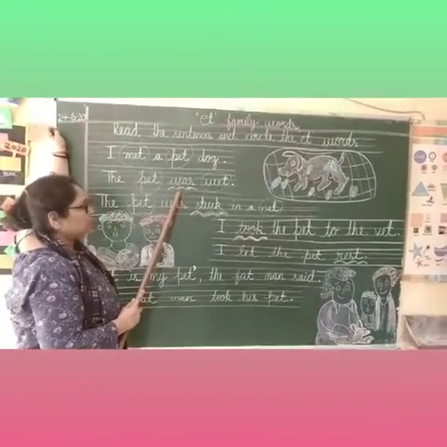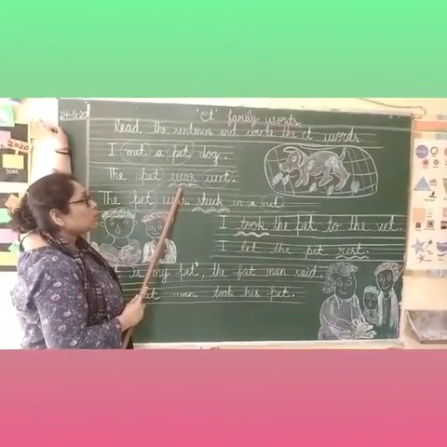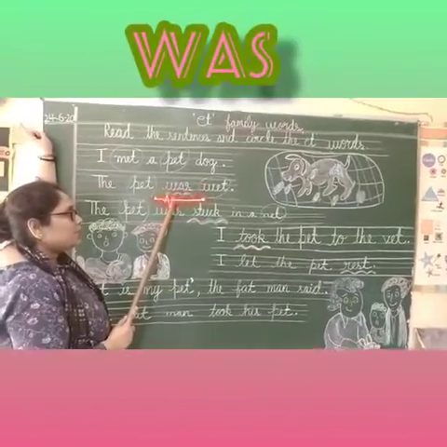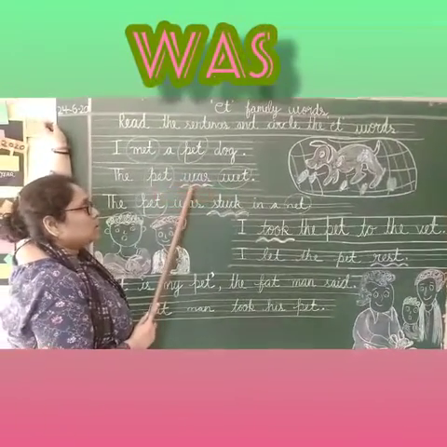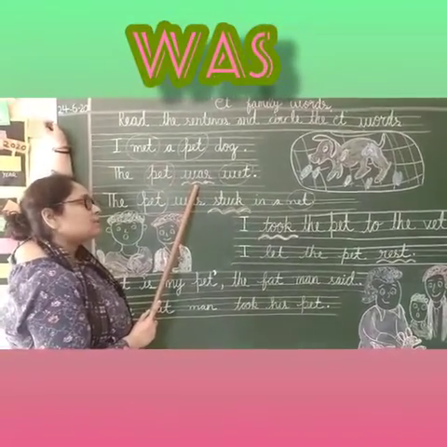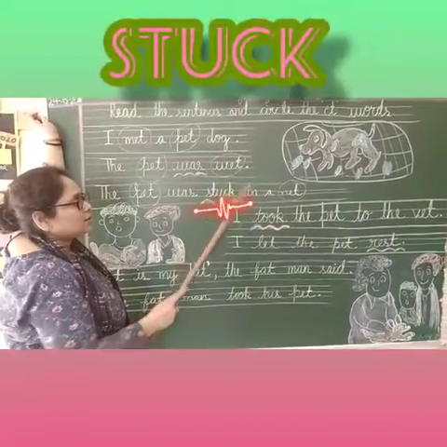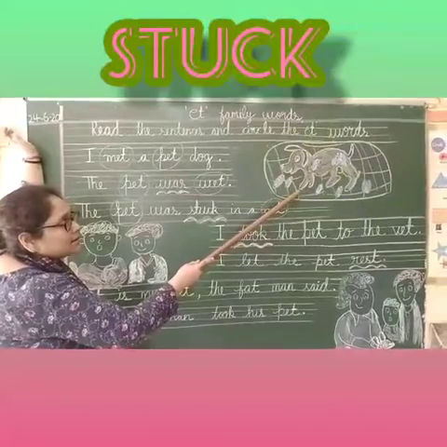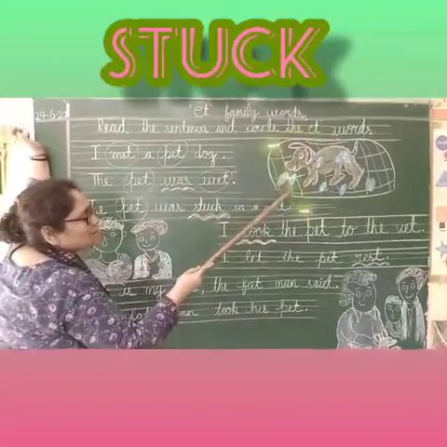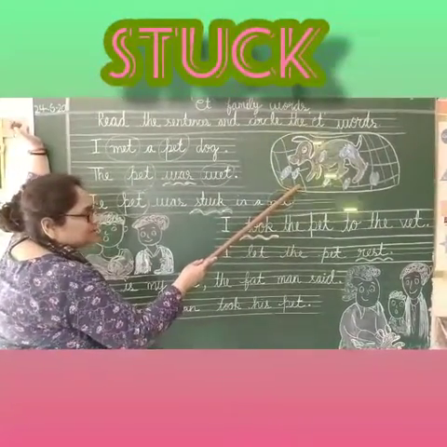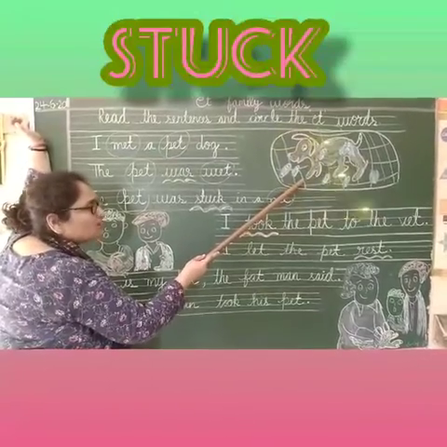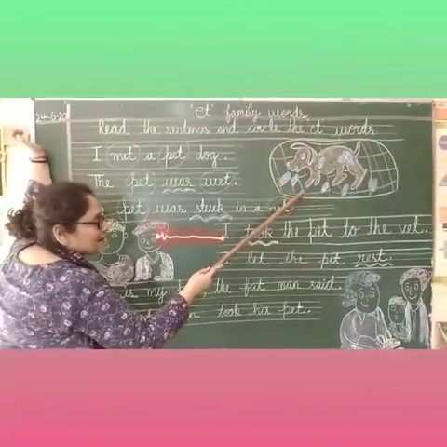Time for new words. My first word is was. The pet was wet. Second word is stuck. See, everybody can see here now. Look, the dog was stuck in a net.